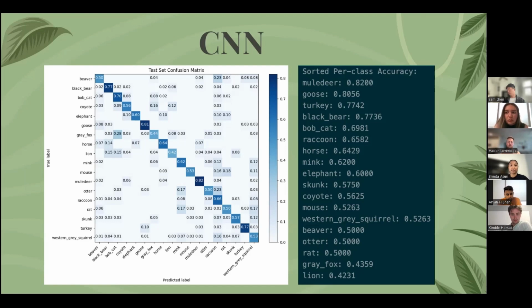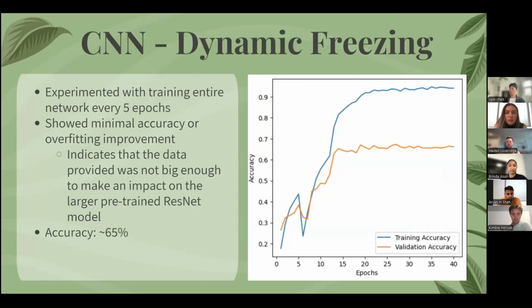And the last thing I want to touch on is, on the next slide, you'll see we also attempted some dynamic freezing and ended up getting roughly the same results. And so we chose the model that was quicker and simpler to train, just because from a business standpoint that made the most sense. So I'll pass it off now to Brenda.